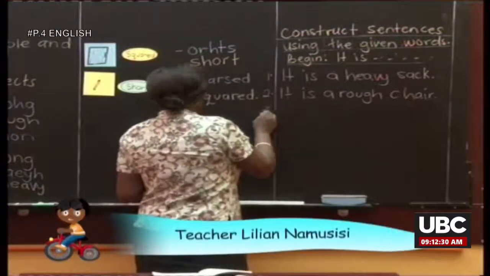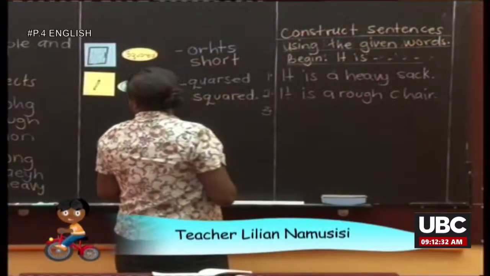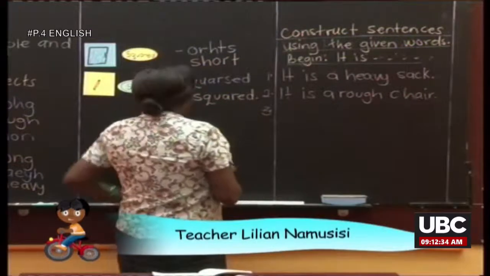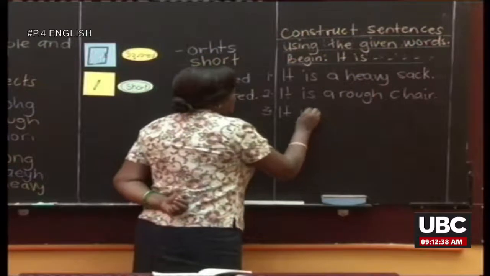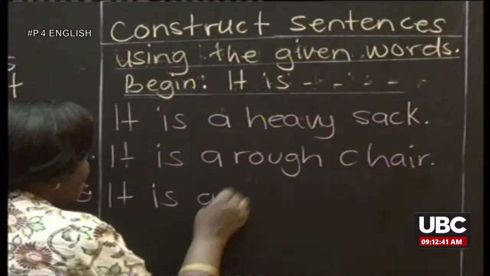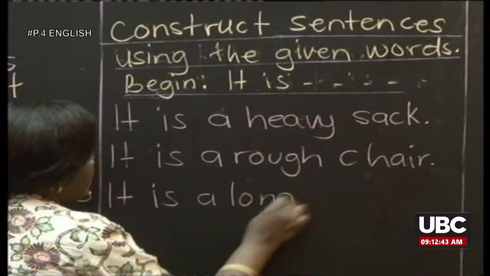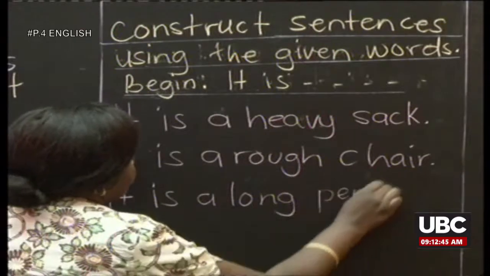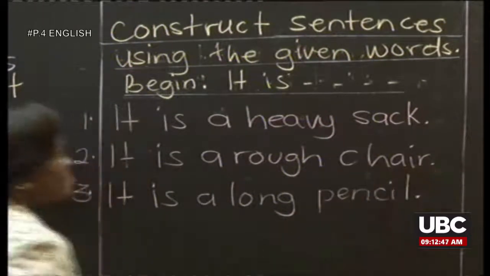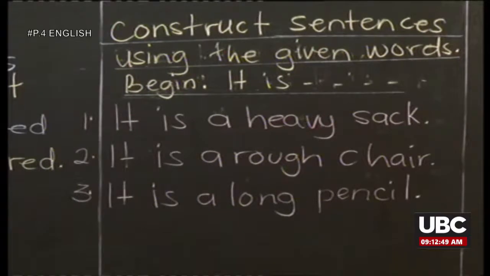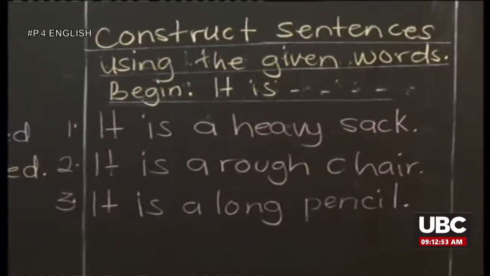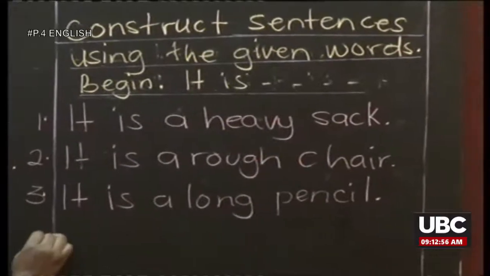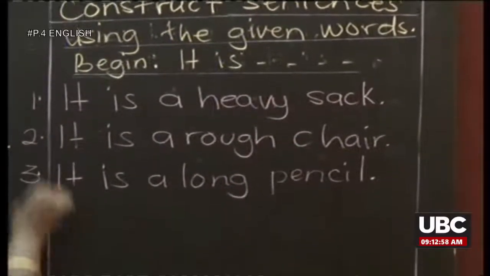Let's continue. Number 3, long. We say, it is a long pencil. It is a long pencil. Your mother bought you a pencil, so you can describe it as a long pencil or a short pencil. Let's go to our fourth sentence.